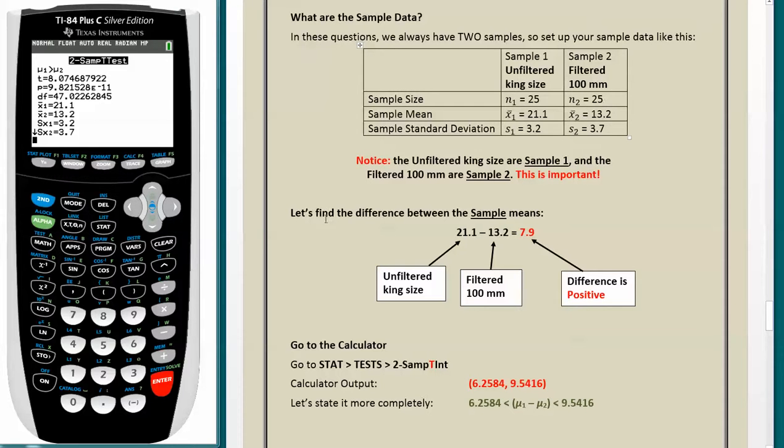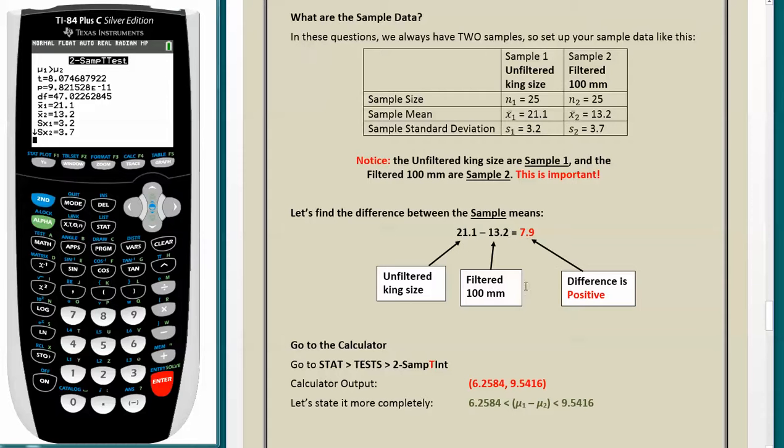Let's find the difference between the sample means. Well, the sample mean for the first sample is 21.1. The sample mean for the second sample is 13.2. So the difference in the sample means is 7.9. In other words, the unfiltered king size sample mean minus the filtered 100 millimeter sample mean equals 7.9. The difference is positive. For that to be true, that means that the first mean has to be bigger than the second mean. That the unfiltered king size mean has to be bigger than the filtered 100 millimeter mean.